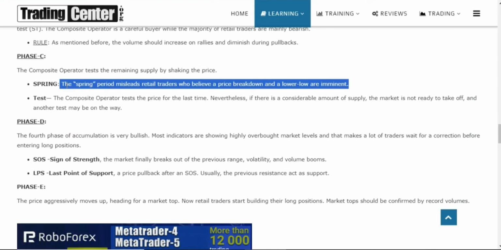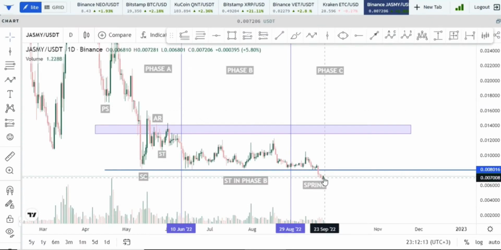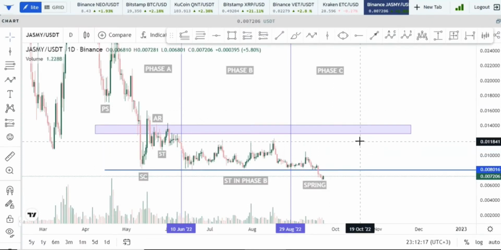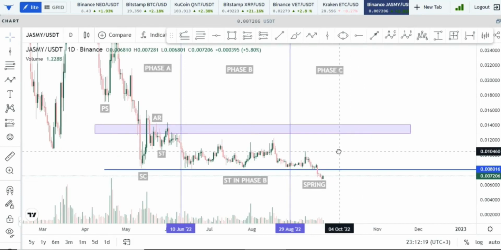One characteristic of the spring is, as mentioned on this document right here, it says the spring period misleads retail traders who believe a price breakdown and the lower low are imminent, but most of the time we actually continue to the upside, like what I just showed you moments ago, right? So yeah, this is what I believe is happening on the Jasmy price chart.